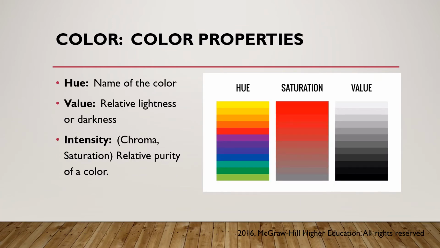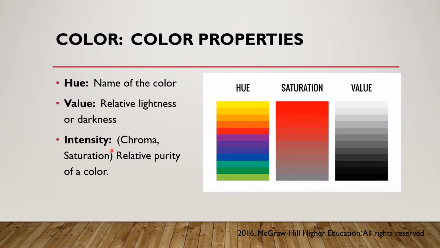Color properties are also important to understand. The hue is the name of the color: red, orange, purple, green, chartreuse, lime, whatever. The value is the relative lightness or darkness of a color. And that's where we said, like with a pencil, you've got everything from the darkest, almost black that you can get with a pencil, all the way to basically white, and all of those values in between. Using each one of those values will help make a flat object look like it's three-dimensional.